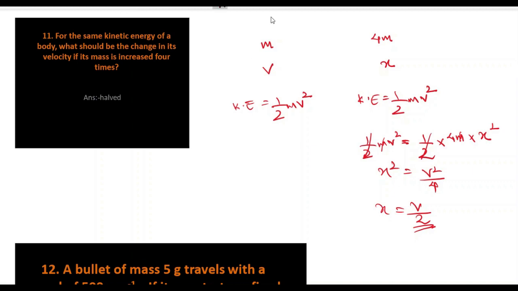So these are the initial values, and these are the final values. The mass initially was m, finally was 4m. The velocity initially was v, finally we don't know. The kinetic energy initially and finally was the same. So we compared the kinetic energies and we found that x, the value of x, that is the final velocity, is half the original velocity.